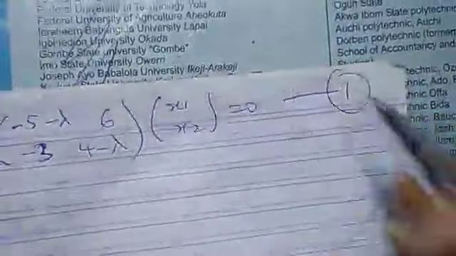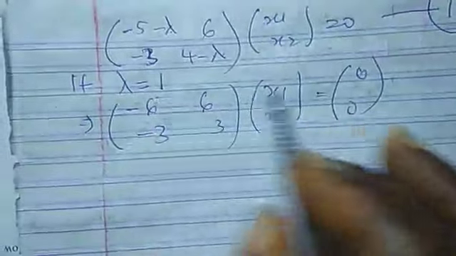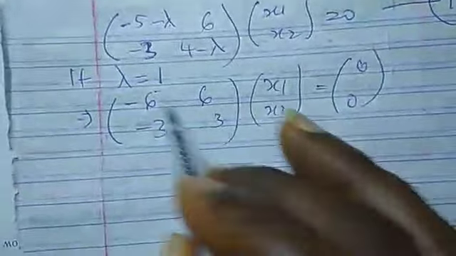So this is what I'll be using to get my equation. The first thing is, I'll use the first lambda. I got my first lambda to be 1. So anywhere I see lambda here, I'll put it as 1. So if lambda is 1 here, we are going to have minus 5 minus 1, that is minus 6, and 6, minus 3, 4 minus 1, that is 3, times S1, S2 equal to 0, 0. I have told you that they are always the same thing. So you don't need to use the two. You can use any of the two lines. So I'll use minus 6 and 6.